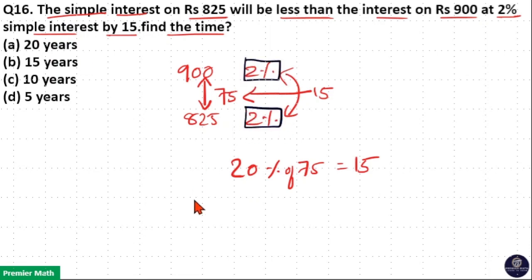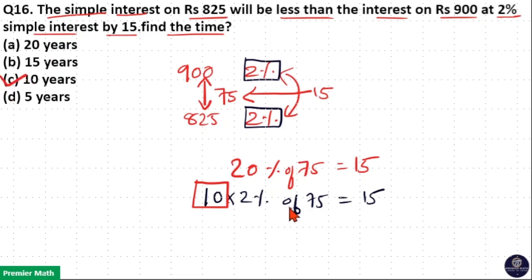Rate is 2%. If I write this 20% as 10 into 2%, of 75 is 15. Now you can see here 10 is extra. This 10 is the number of years here, because we don't know the number of years here. So this 2% for 10 years costs this 15 rupees. So option C is your answer.